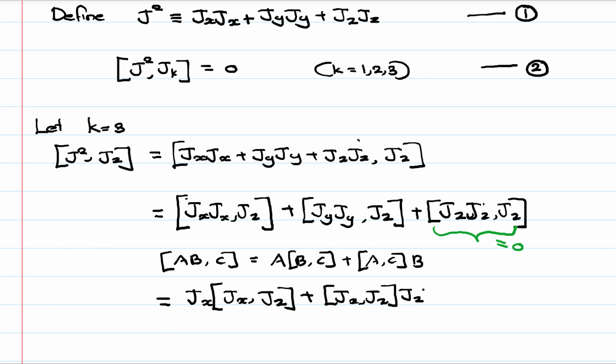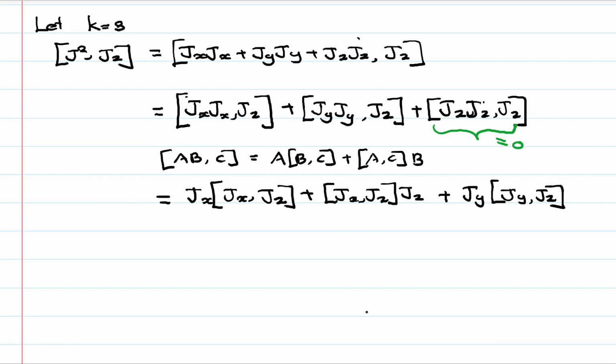So this one is the first term. Then the second term is jy into the commutator of jy and jz, plus the commutator of jy and jz into jy. So there are four terms. Now we have to evaluate each of these.